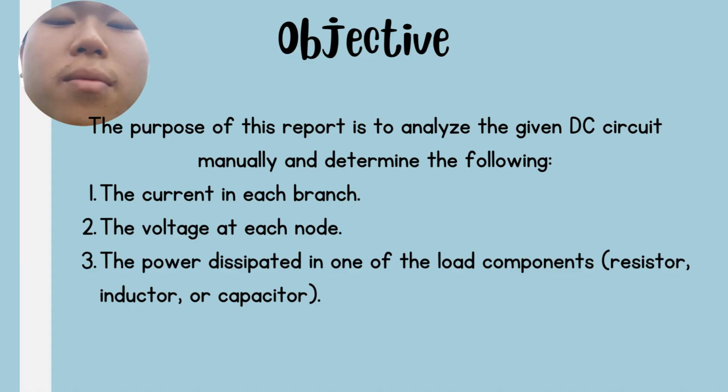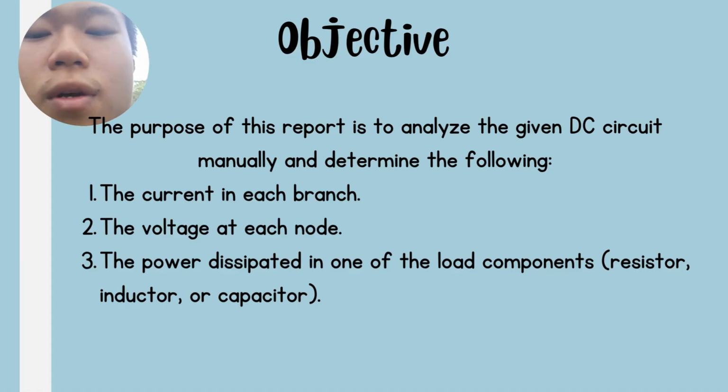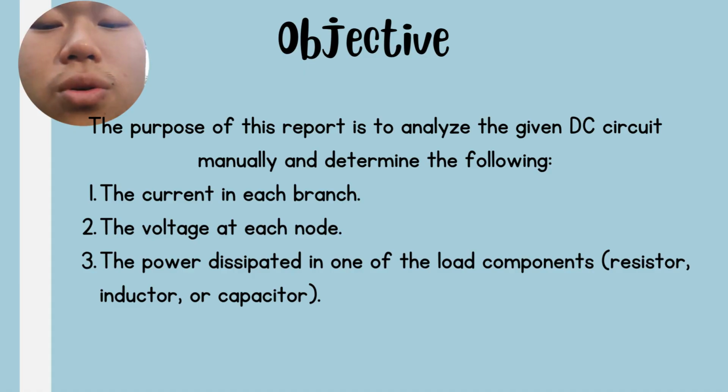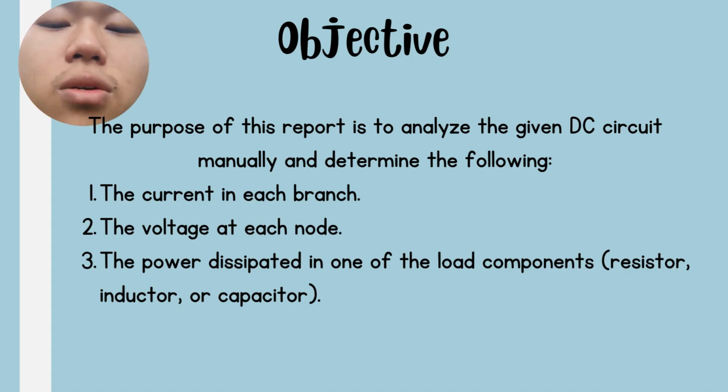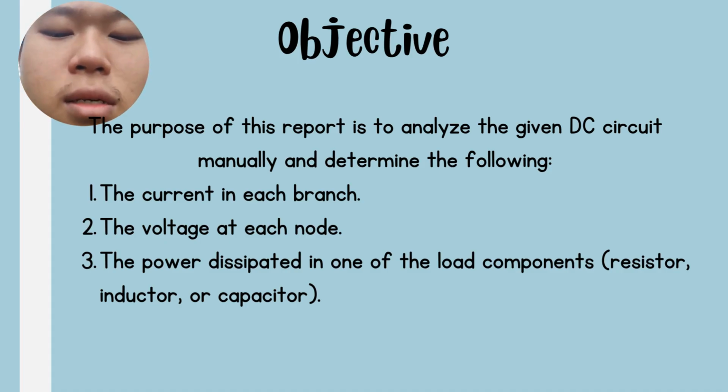In this assignment, we have three main objectives. The first one is to find the current at each branch. The second one is to find the voltage at each node. And the third, the last, is to find the power dissipated in the load component. Our load component mainly consists of a resistor and an inductor.